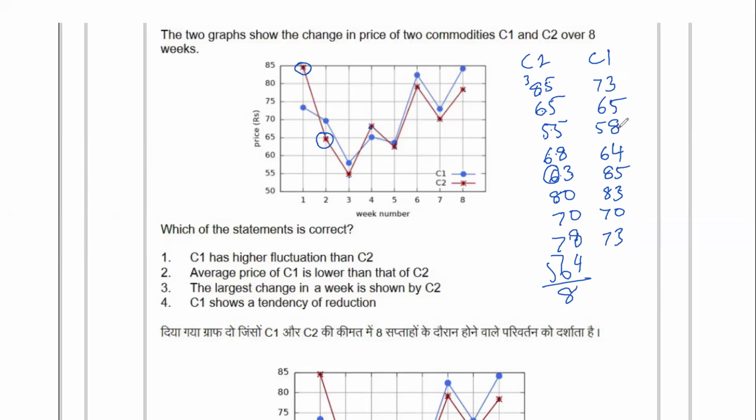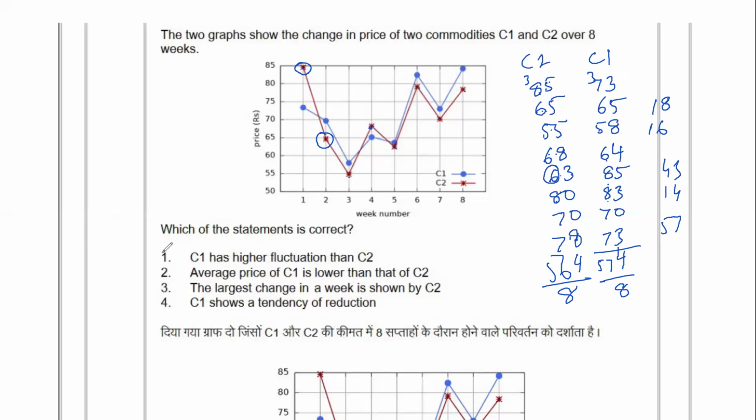339, 9 and 9, 18, 18 and 16, 34. 10, 11, 21, 21, 27, 35, 35 and 8, 43, 43 and 14, 57, 574. Divide by 8. This is cool. Wow.